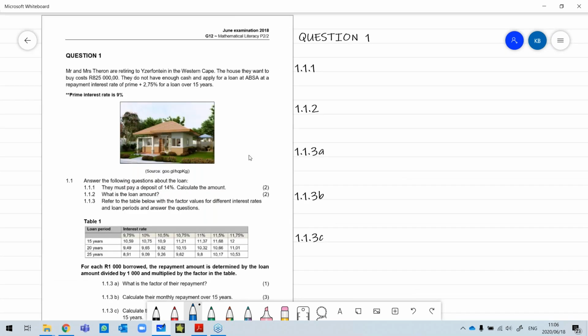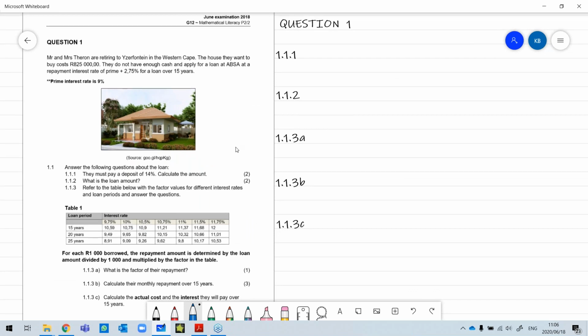So let us continue. For today, we are looking at the 2018 June examination, paper 2. The purpose of looking at yet another paper 2 is due to the type of questions. I am a true believer of plenty of revision when it comes to mathematical literacy, and also familiarizing yourself with different types of questions, because one topic can be asked in multiple ways. So getting to deal with many different questions plays to your advantage.